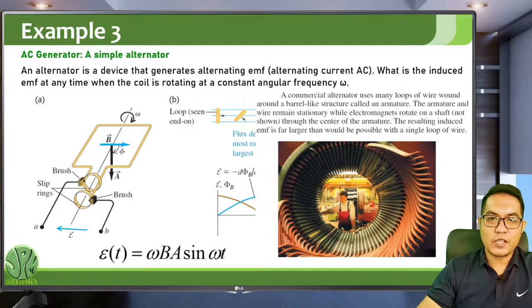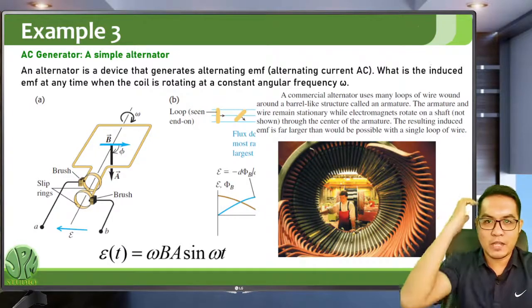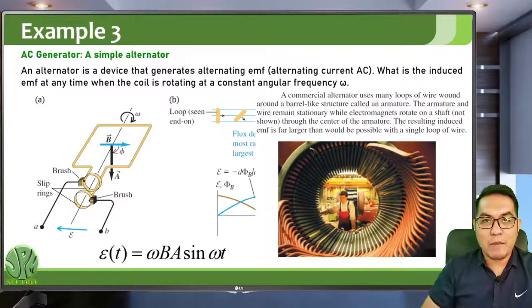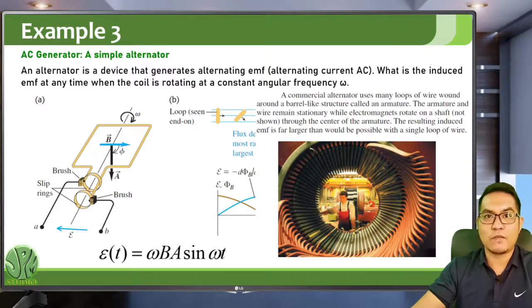So in commercial alternators, many loops of wire are wound around a barrel-like structure such as this one. The electromagnets are actually the ones rotating instead of the coil. So that is what a commercial alternator looks like. Your cars have alternators, your motorcycles have alternators.